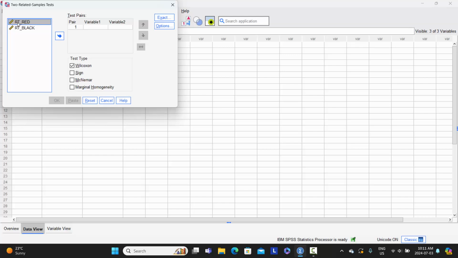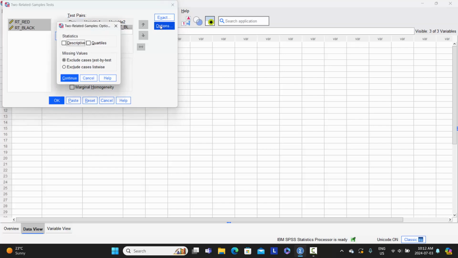So I already have the reaction time in red highlighted. I'm going to hold the Shift key down on my keyboard and click black. And then I'm going to pull these over. And that is the pair that we are comparing. We don't have a second pair, so we can just ignore that. Under Options, I'm just going to go ahead and click Descriptives to generate descriptive statistics.